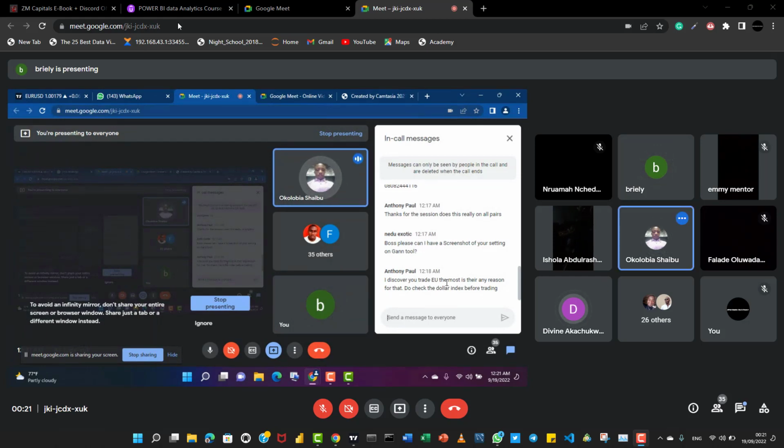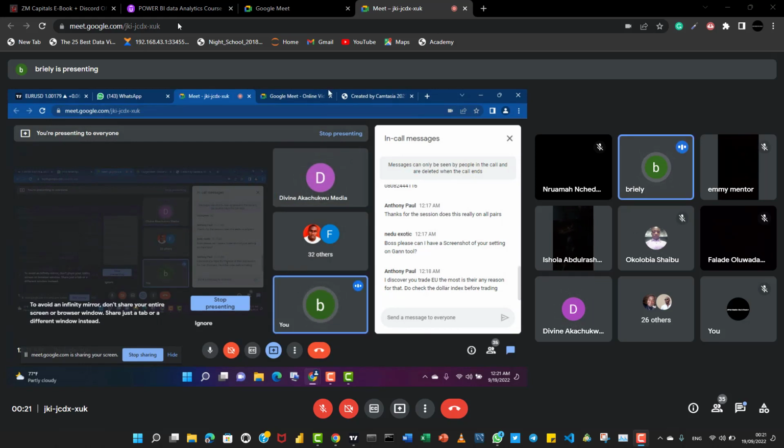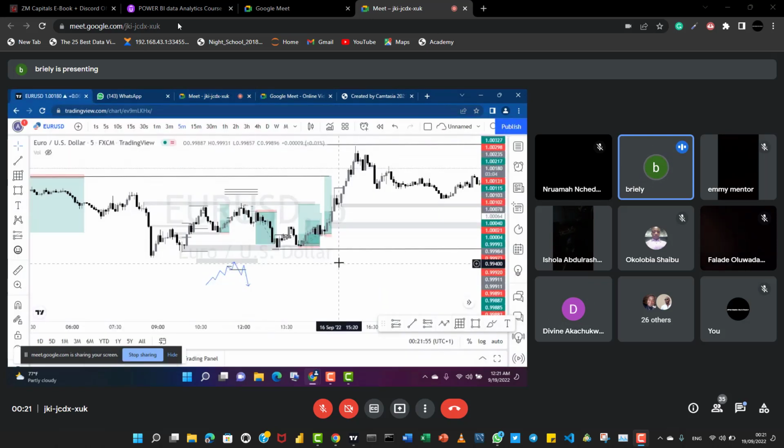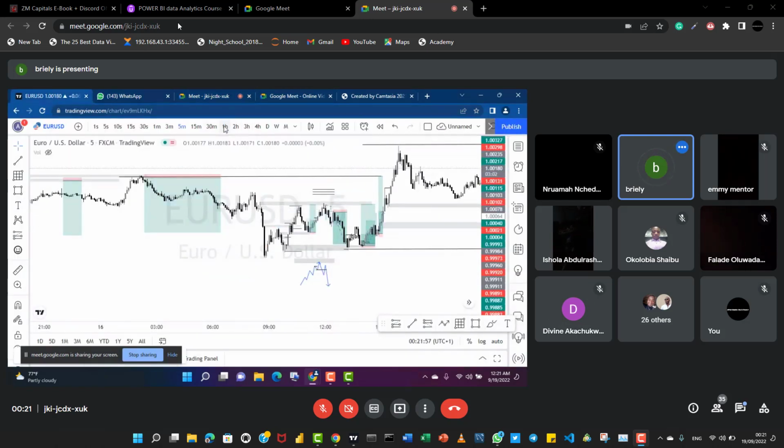Please help me. How do I identify this swing low and swing high? It's just simple. Just go to your 1 hour time frame.